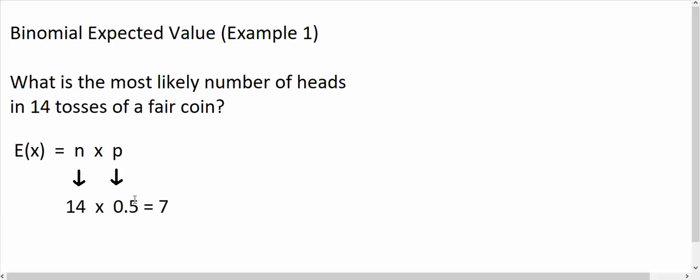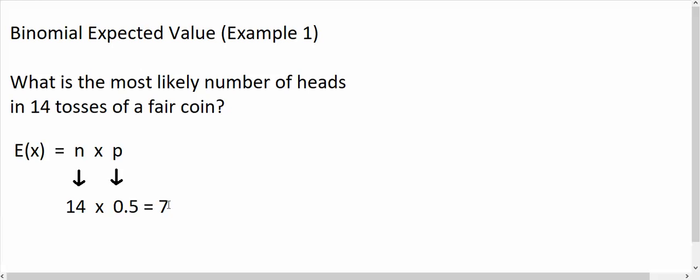So 14 times 0.5 equals 7, and we're done. So the most likely number of heads in 14 tosses is 7, which is half of 14. And I think if you think about it, it should make sense that it's 7 out of 14, because if the probability of a head during a toss is 0.5 and you toss a coin 14 times, it seems like it should be likely to get either half heads and half tails, or at least something close to that, right? So yeah, I think this should be intuitive that this is the expected value.